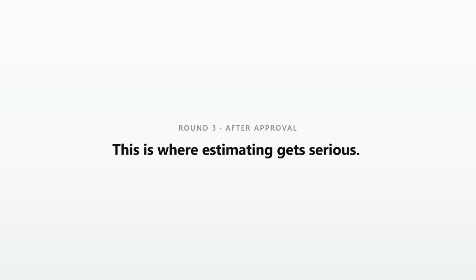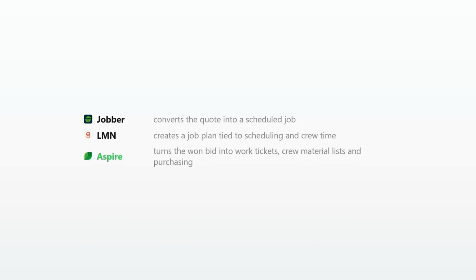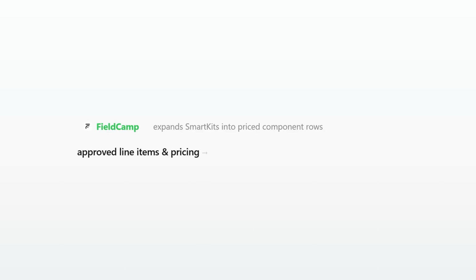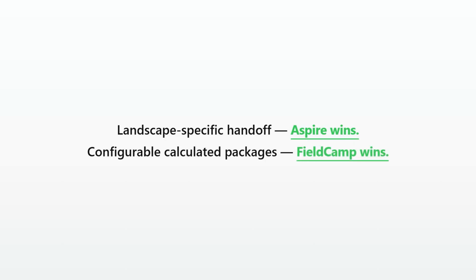But here's where estimating gets serious. What happens after approval? Jobber converts the quote into a scheduled job. LMN creates a job plan tied to scheduling and crew time. Aspire turns the won bid into work tickets, crew material lists, and purchasing. fieldcamp expands kits into price component rows, carries approved line items and pricing into the job, then carries added labor and materials into the invoice. Aspire wins the landscape-specific production handoff. For a configurable, calculated package workflow, fieldcamp wins this category.